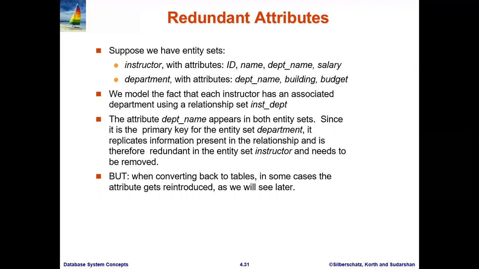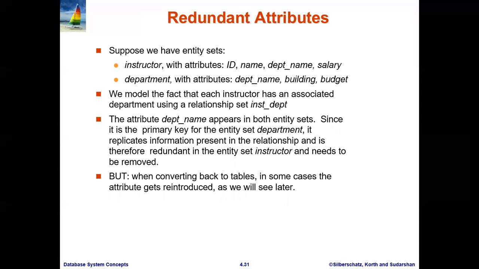We know that each instructor has an associated department using a relationship instructor department. If an instructor is there, definitely he will be working under one department. For example, an instructor of civil will be working under the civil department. So each instructor has an associated department, and we can show the relationship set instructor_department.